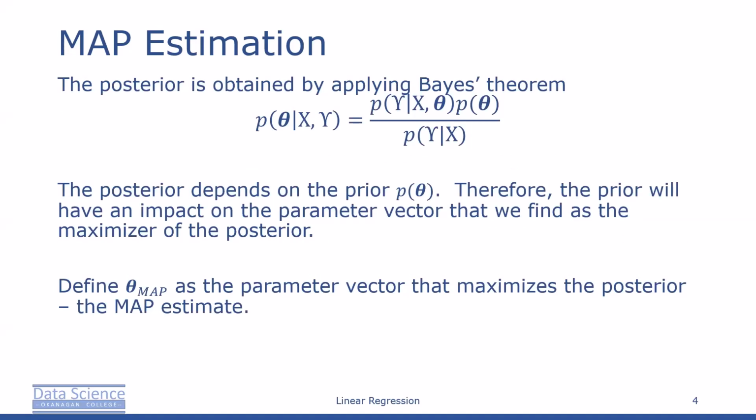The posterior over the parameters theta, given the training data X and Y, is obtained by applying Bayes' theorem, as P of theta given X and Y is equal to P of Y given X and theta times P of theta over P of Y given X. Since the posterior explicitly depends on the prior parameter P of theta, the prior will have an effect on the parameter vector we find as the maximizer of the posterior. The parameter vector, theta MAP, that maximizes the posterior is what we call the MAP estimate.